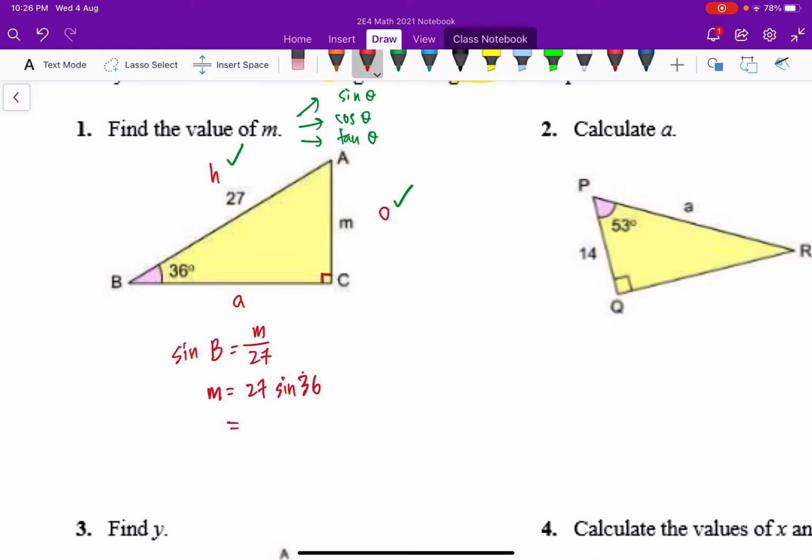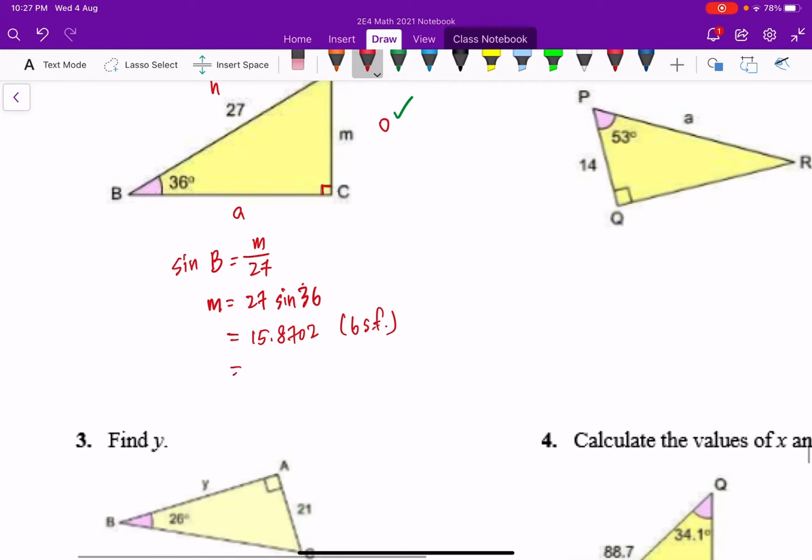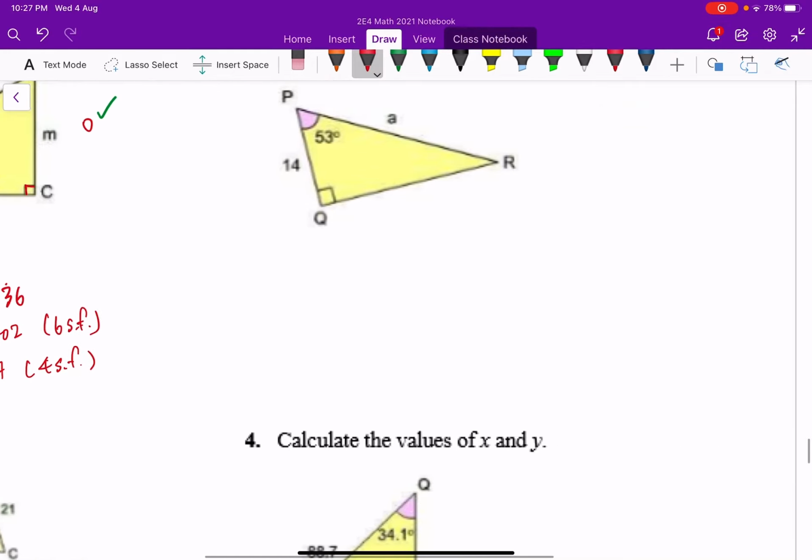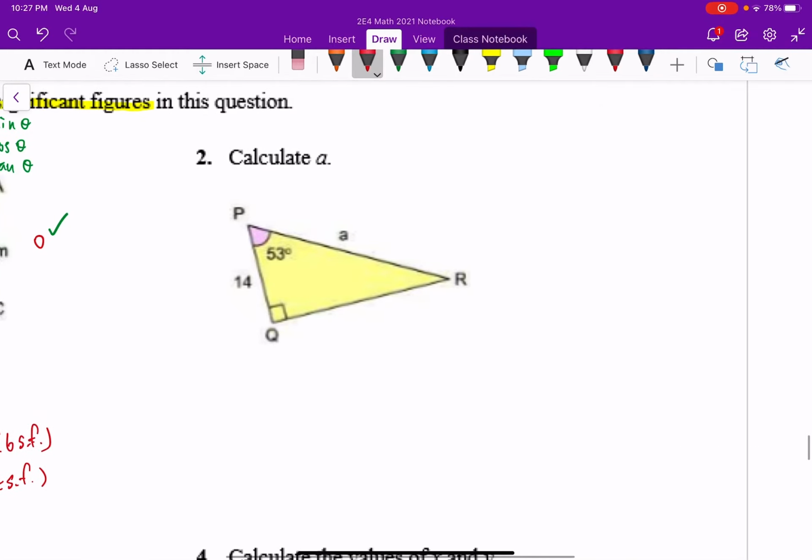If you key it into the calculator, you get about 15.87026, 7 SF. That is 2 more than what is required, so you round off in your final answer to 15.87 for 4 significant figures. Okay. Second part.